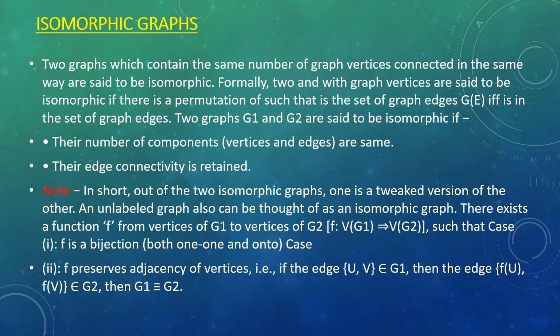There exists a function f from vertices of G1 to vertices of G2, f: V(G1) to V(G2), such that, case 1, f is a bijection, both one-to-one and onto. Second, the function preserves adjacency of vertices. That is, if the edge (u, v) belongs to G1, then the edge (f(u), f(v)) belongs to G2. Then G1 is similar to G2.